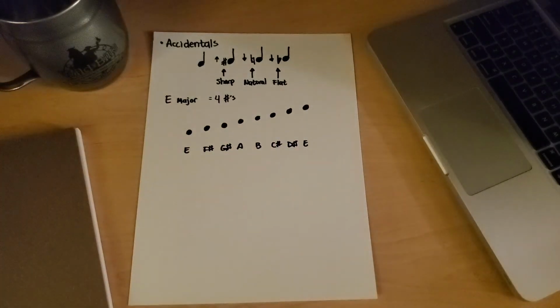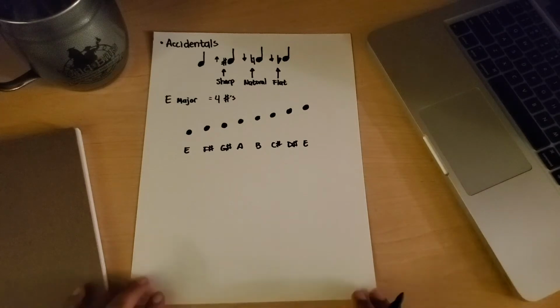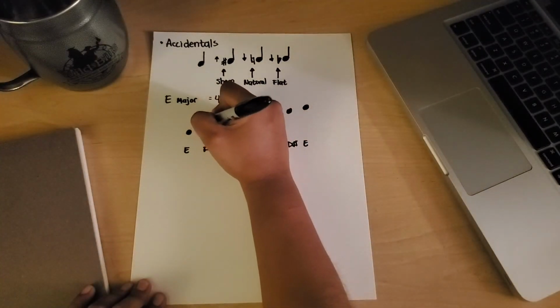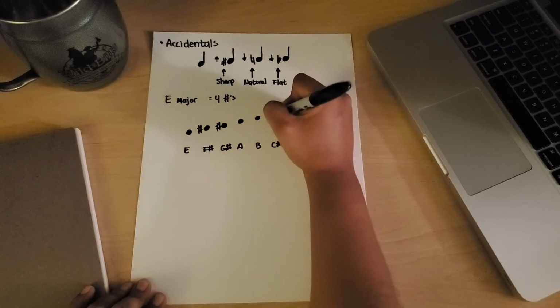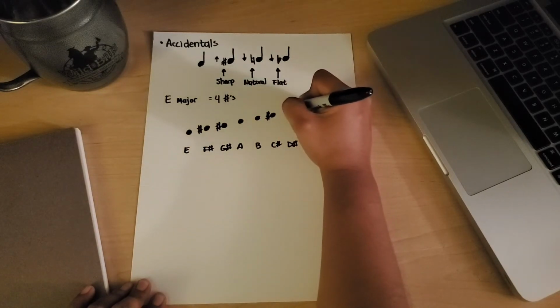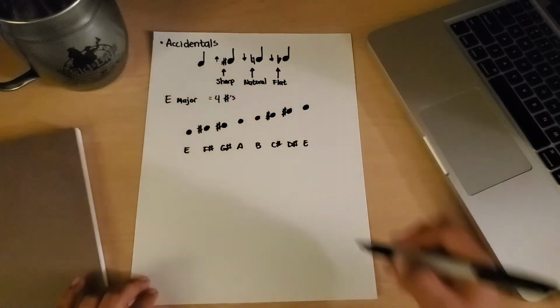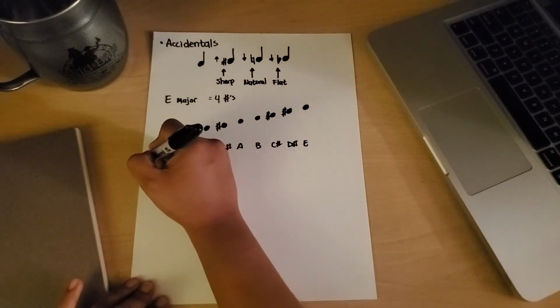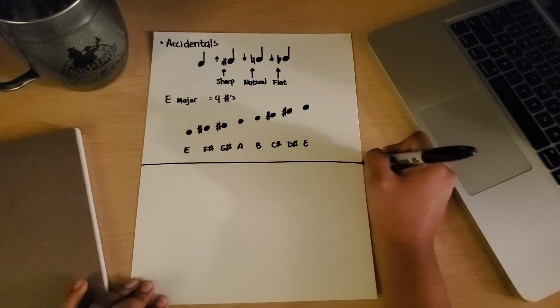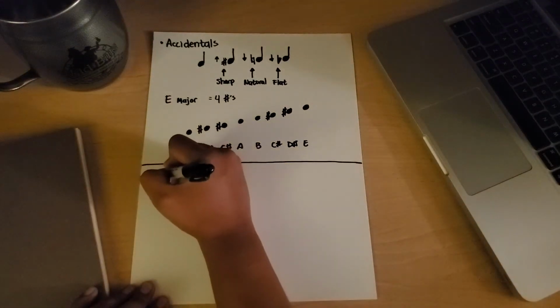Now we have an actual E major scale. And the way we would use these accidentals in the notation is we would write our accidentals in front of these 4 notes. So now we have an E, F sharp, G sharp, A, B, C sharp, D sharp, E. And we have properly written down our accidentals in front of the notes.